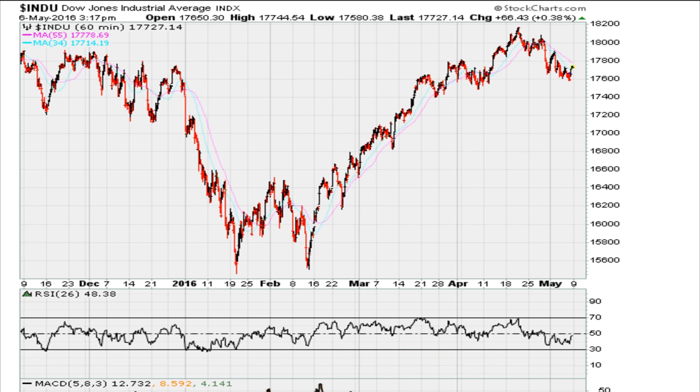So that's one view. The other view is also bullish. If you go back to the lows here, you can see that the RSI movement began here.